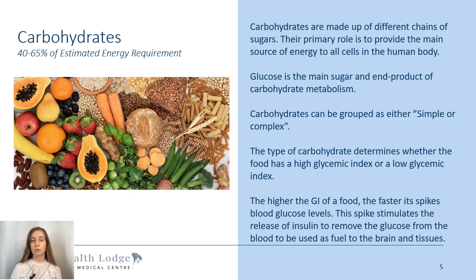The higher the GI of a food, the faster it will spike your blood glucose levels, and then this spike will stimulate the release of a hormone known as insulin to remove this glucose from the blood so it can be utilized as fuel for the brain and for the tissues.